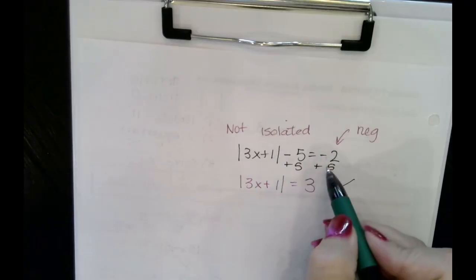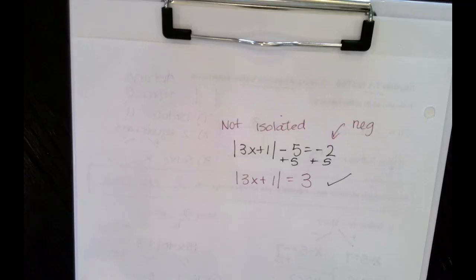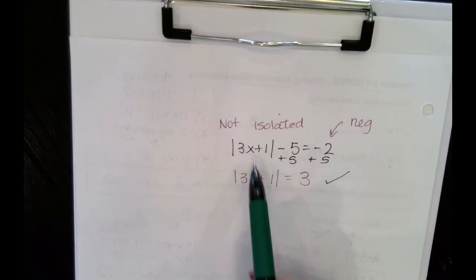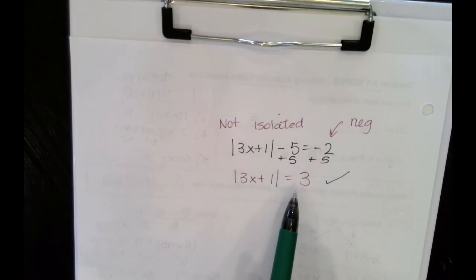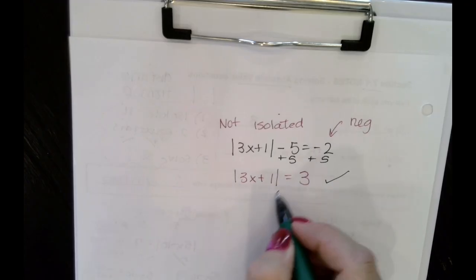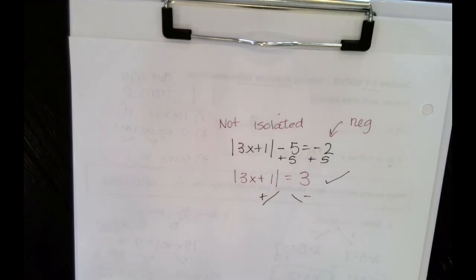So be careful. Don't just look and say, oh, there's a negative number, so there's no solution, because I have to isolate it first. And when I isolate it, I see I have an answer, and I can go ahead and make at this point my positive and my negative answers. Okay?